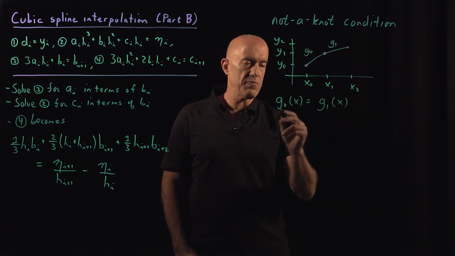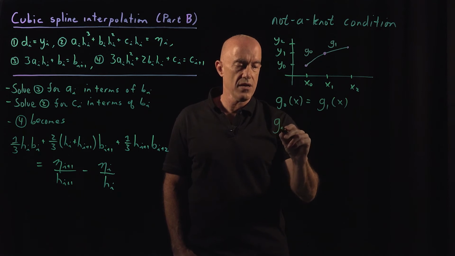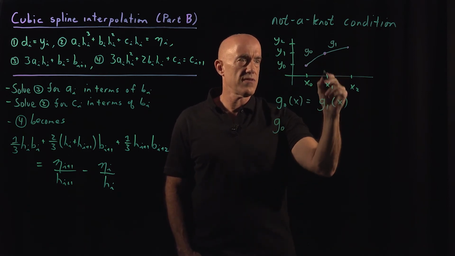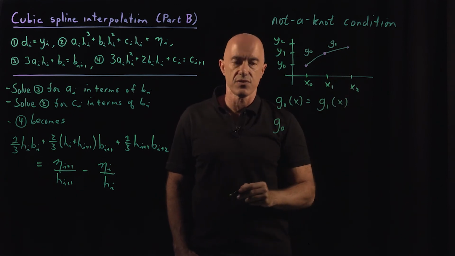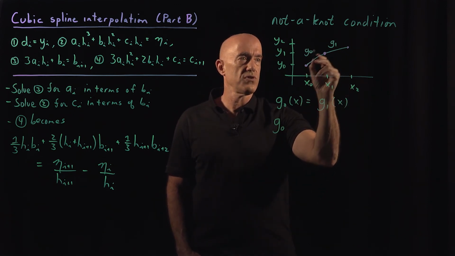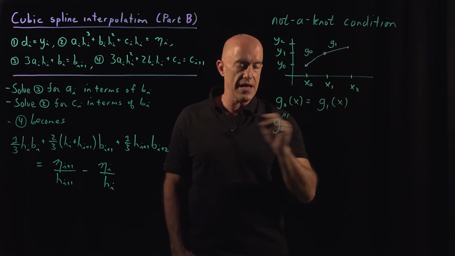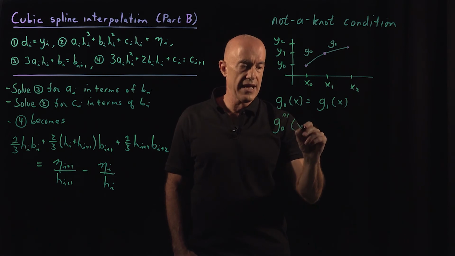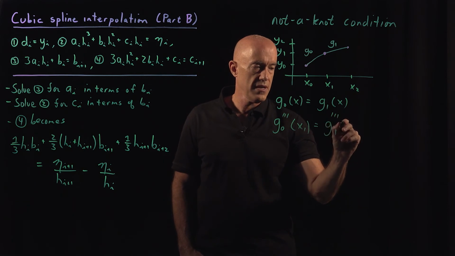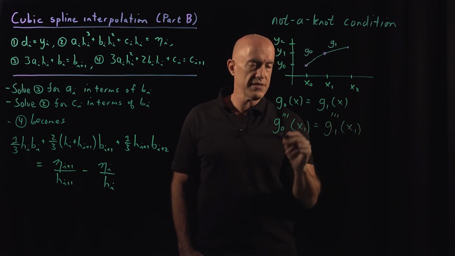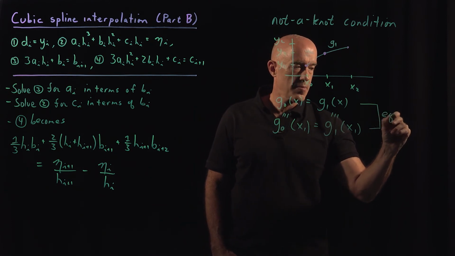In order to implement this, basically all we need to do is require, since we already have the function, the first derivative and the second derivatives are equal at x equals x1. So in order for these two functions to be equal, we actually only need to require that the third derivative of g0 at x1 is equal to the third derivative of g1 at x1. So these two conditions are equivalent.